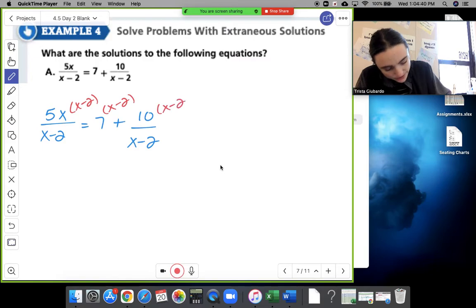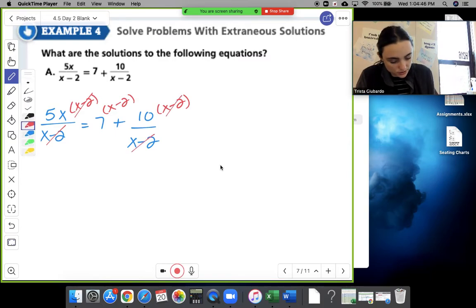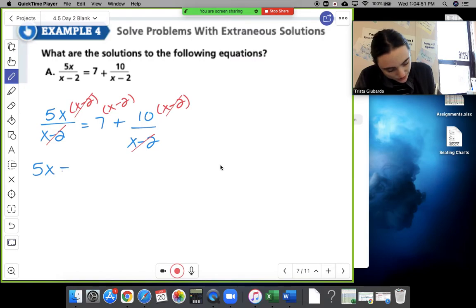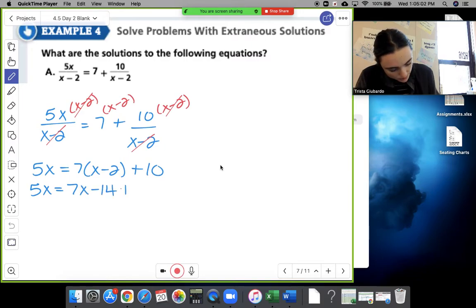So again, we multiply every single thing by it. Make sure you don't forget your whole number. Here the x minus 2's cancel, nothing to cancel there, x minus 2's cancel. That leaves me with a 5x times nothing left equals 7 times an x minus 2 plus 10 times nothing left, so just the 10. Gives me 5x equals 7x minus 14 plus 10.